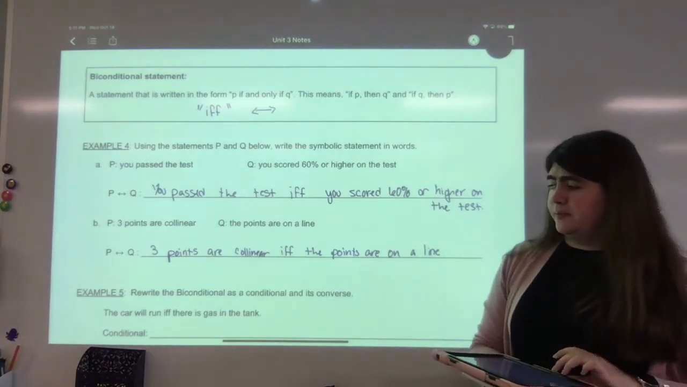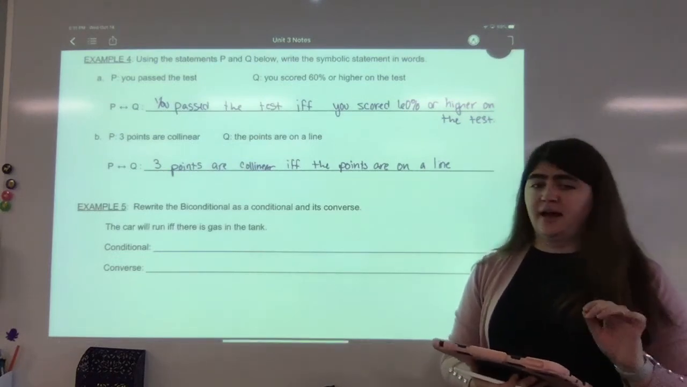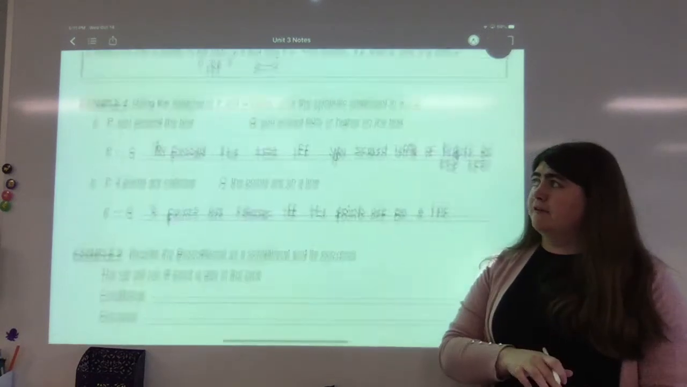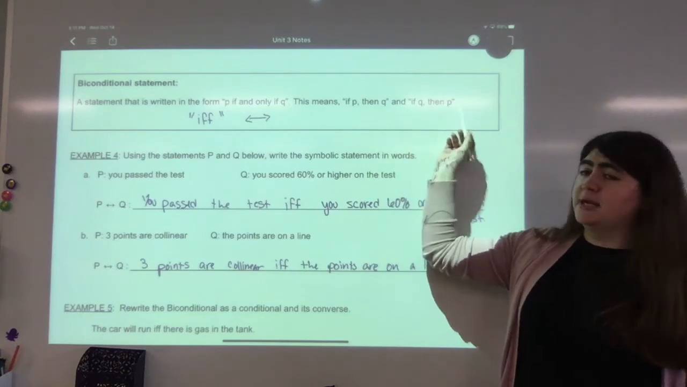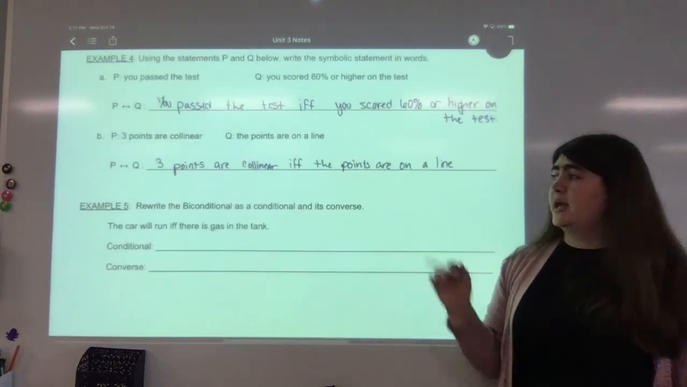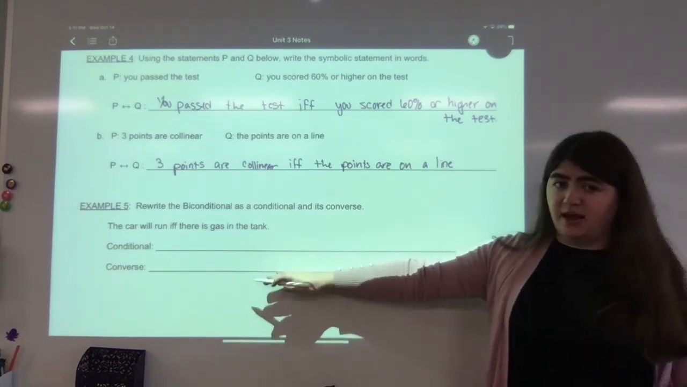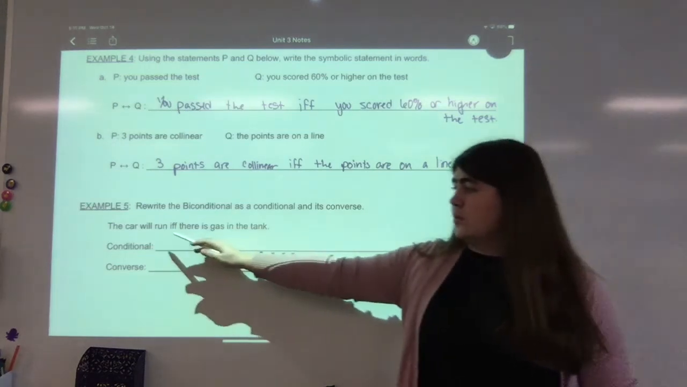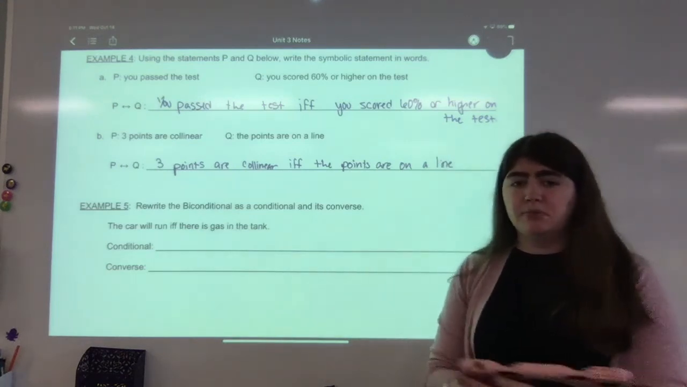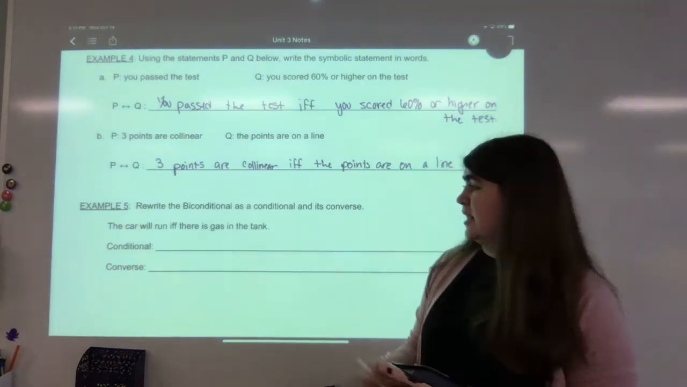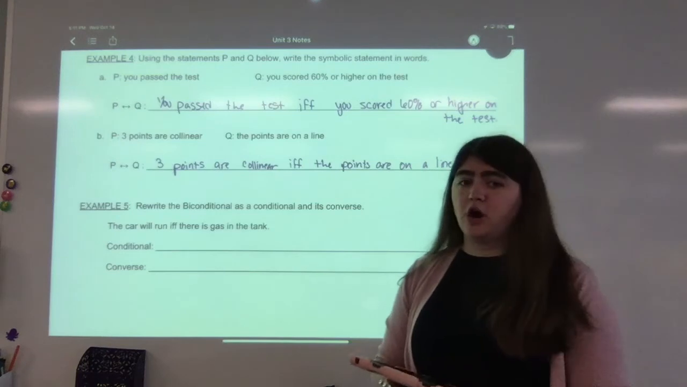We have one more example here, example 5, that says to rewrite the biconditional as a conditional and its converse. So when we were saying up above that the biconditional statement is both if P then Q and if Q then P, that means that we can take a pre-made biconditional statement and split it into two separate statements, the conditional and its converse. So if I have the car will run if and only if there is gas in the tank, it's already put a natural split inside of our statement here. So we have the hypothesis on this side and we have the conclusion on that side for our conditional statement.